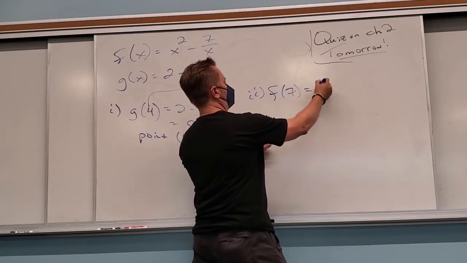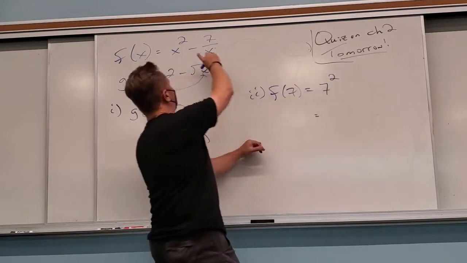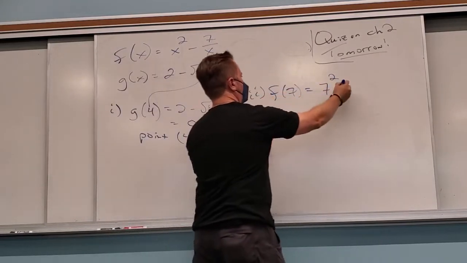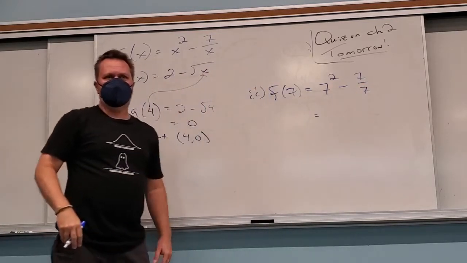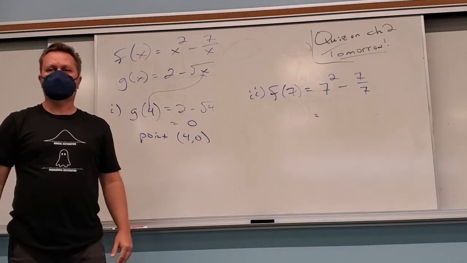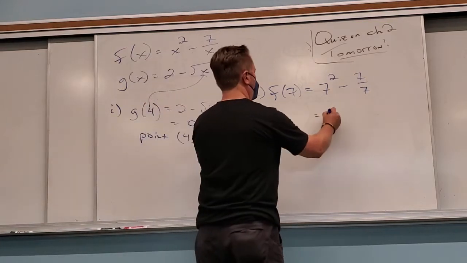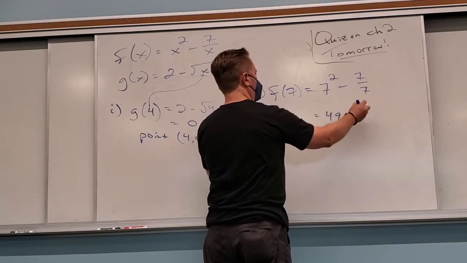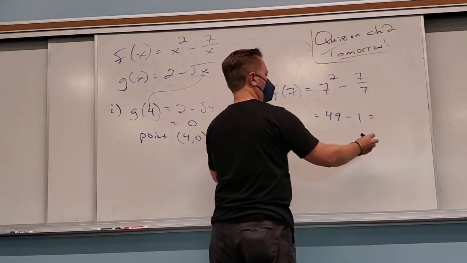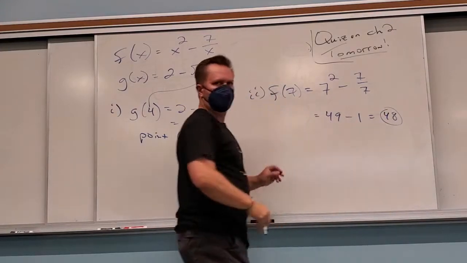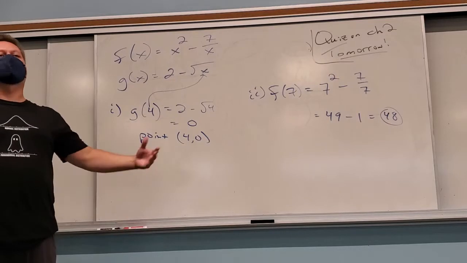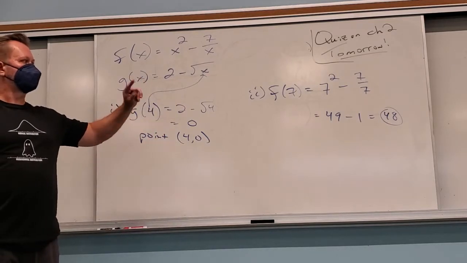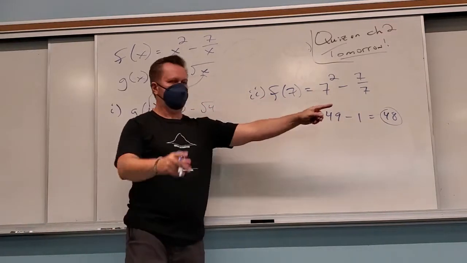All right, so let's see, 7 squared, right? Minus 7 over 7. So everything's coming up 7s. 7 squared is 49. Minus 1. 48. So again, what's a point that f goes through? 7, 48. Yeah, you're good. I'm done.